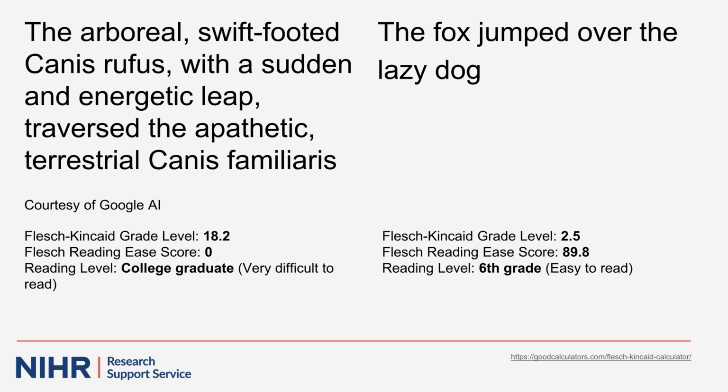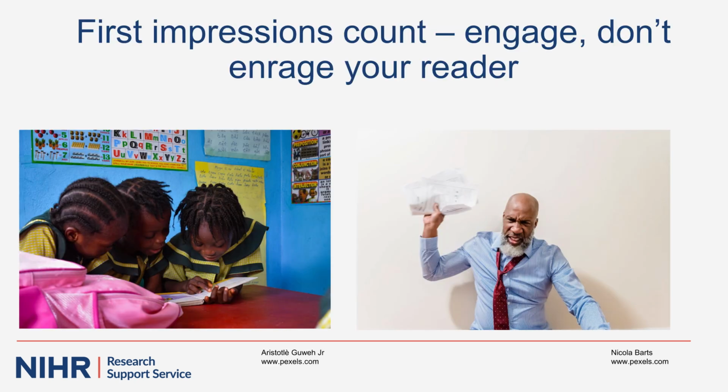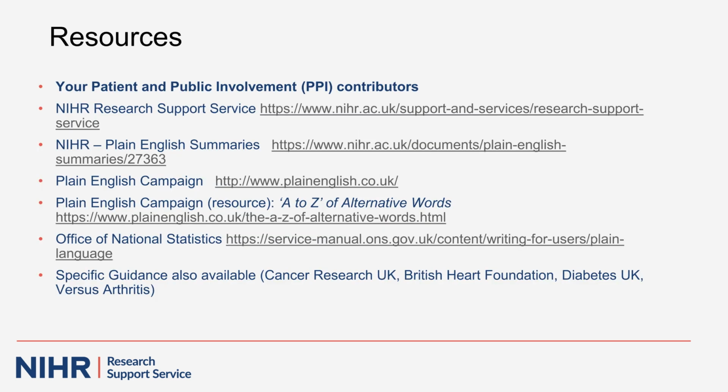Now, in a plain English summary, you are looking for a level of about a 12-year-old, and you're not looking for anything more complicated than that. So first impressions count. Remember to engage, not enrage your reader when you're writing, generally and importantly with your plain English summary. There are lots of resources, and these will be in your handouts booklet, and Bernard has already given you some of the plain English summary, the plain English campaign, but there are other sources as well.